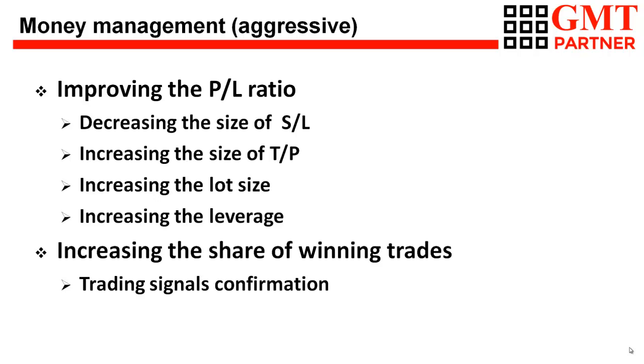Obviously, in order to improve the profit-loss ratio, the trader must either reduce the size of the stop-loss or increase the size of the take-profit, or do both at the same time. On the other hand, the probability of the positive outcome of the transaction can be increased if there is a confirmation of the trading signal from other strategies included in the portfolio of the trader. Let's take a look at both options.